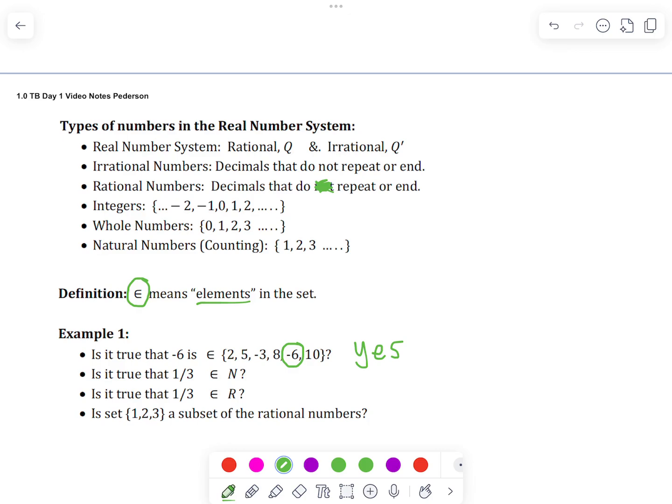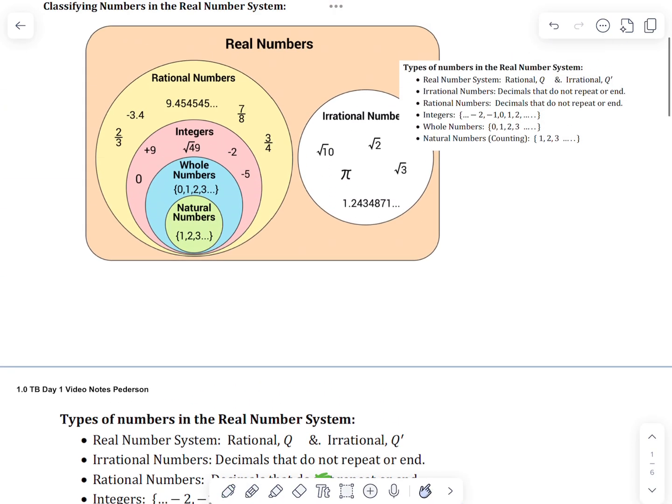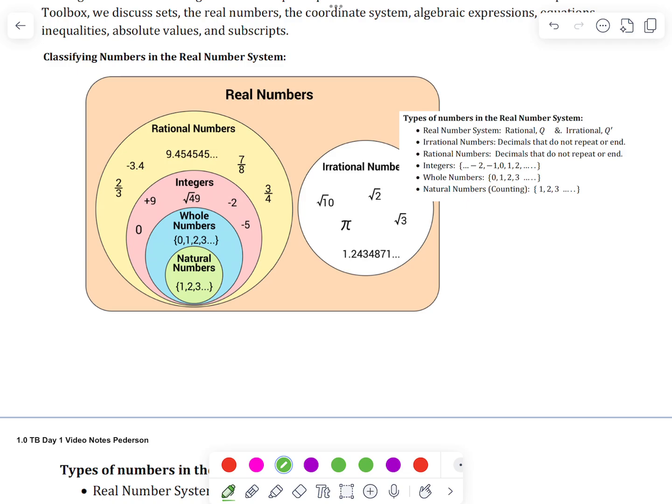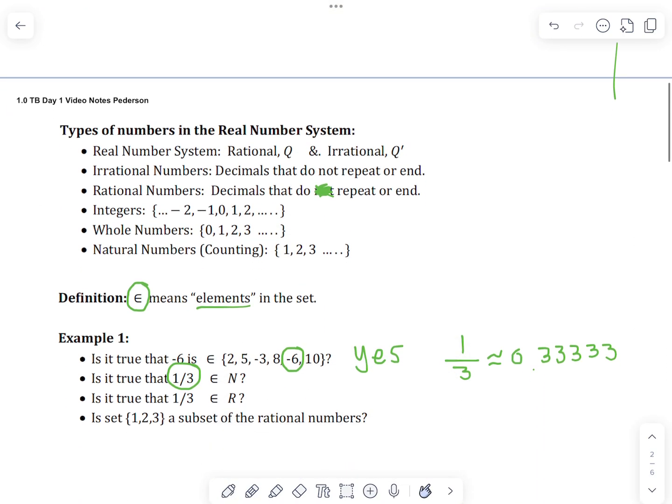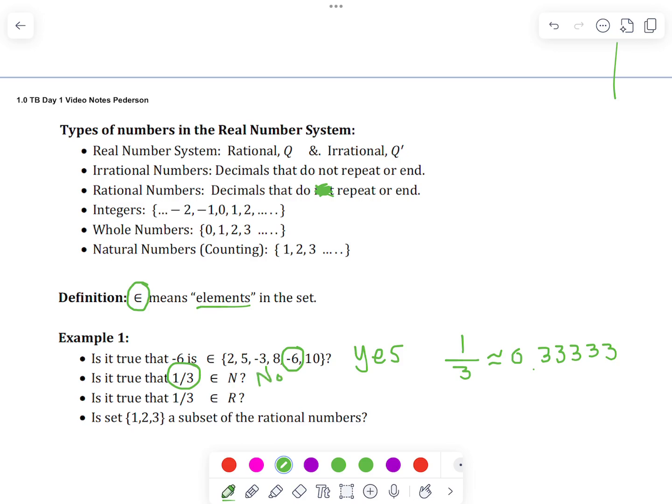Second one, is it true that 1/3 is in the natural numbers? So 1/3 can be written as approximately 0.3333 repeating. So natural numbers, if we go up here, natural numbers are right up here. These are our natural numbers. Natural numbers are our counting numbers. So 1/3 is not in that set.